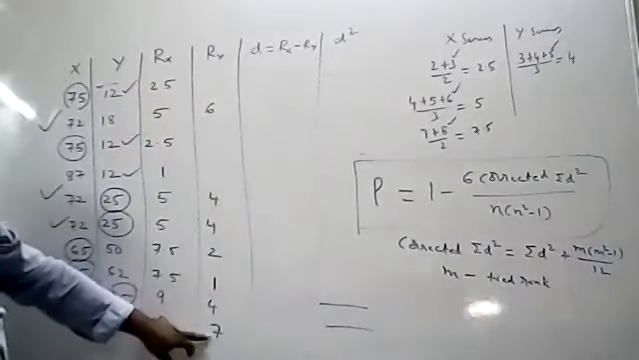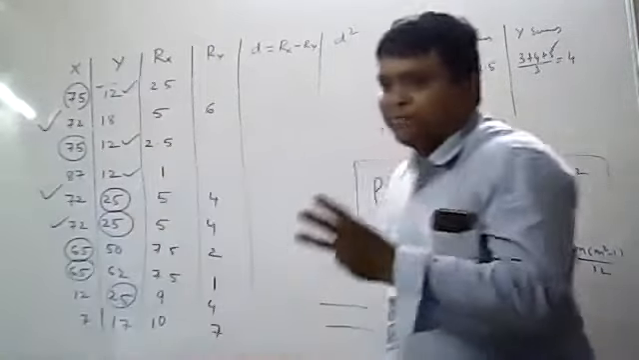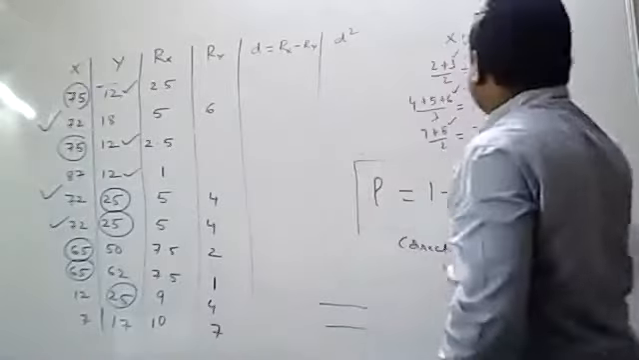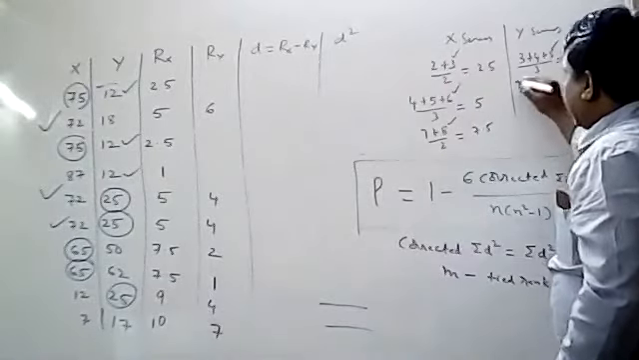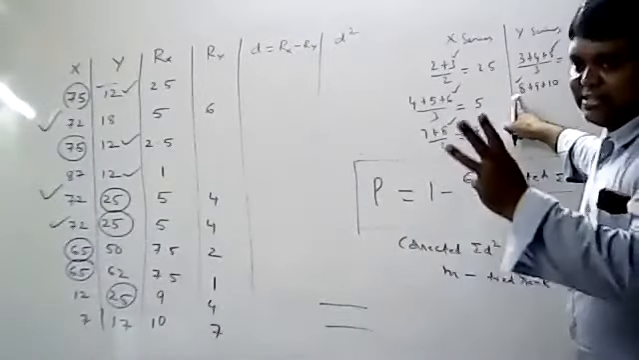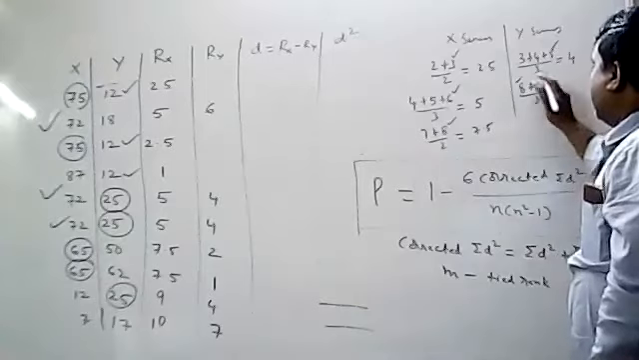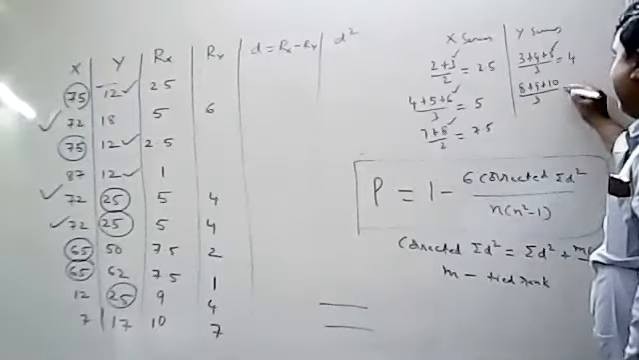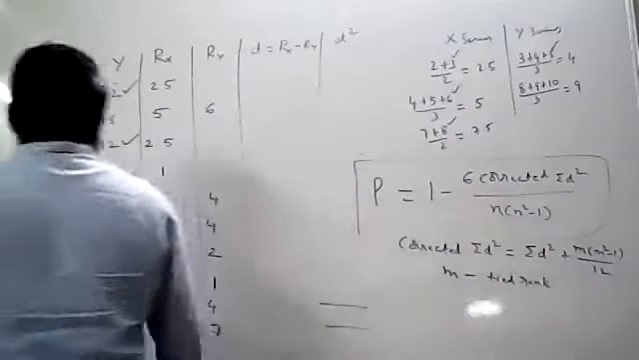How many ranks are finished? 7 ranks are finished. Now I have to assign 8th rank. For the 8th rank, there is a tie for how many values? 3 values. Take the arithmetic mean. So that means 8 plus 9 plus 10, because I have to assign 8th rank. 3 12s are there. So 8 plus 9 plus 10 by 3. This is 27 by 3, which is 9. So assign all the 12s 9.